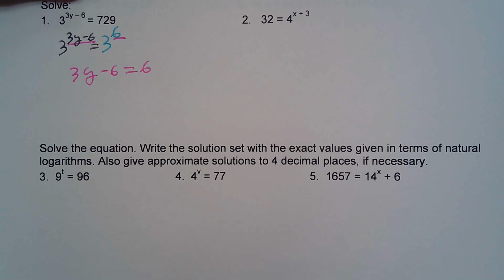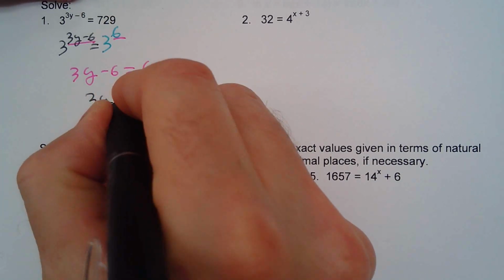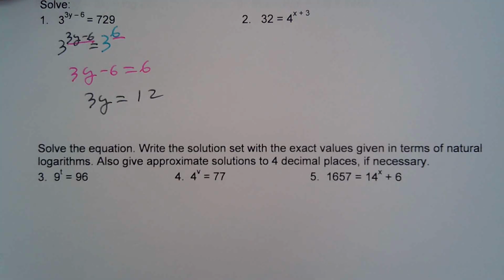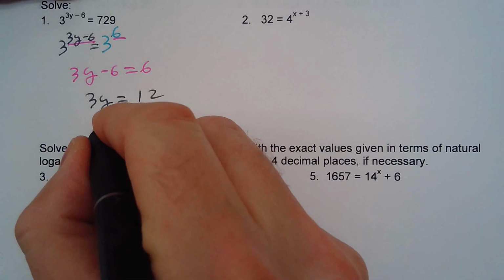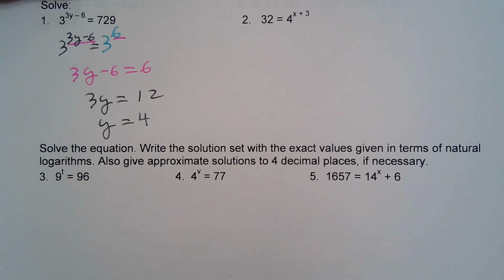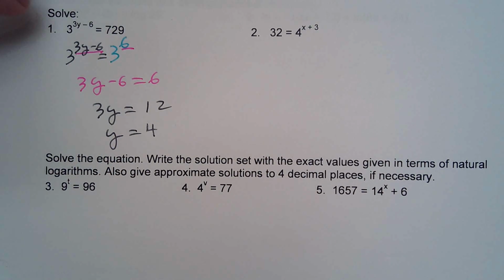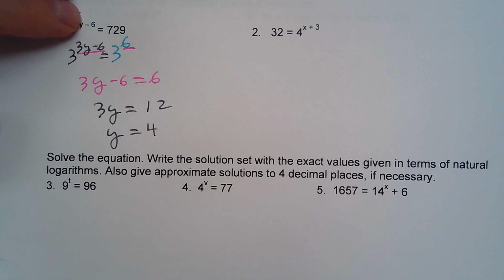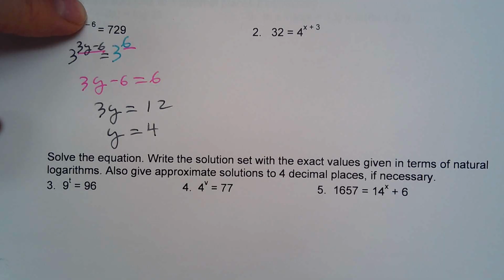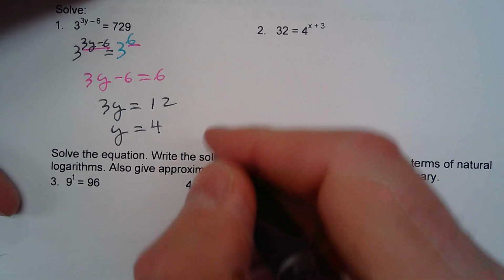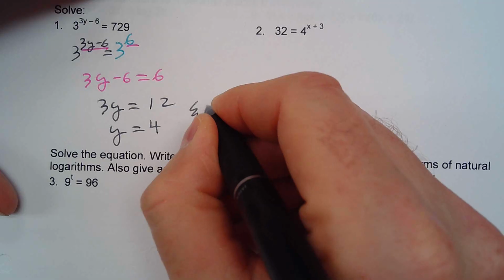I'm going to add 6 to both sides. So that's 12. Divide by 3. That gives us y equals 4. And I'm going to check my answer. 3 times 4 is 12. 12 minus 6 is 6. 3 to the 6 is 729. So it checks.